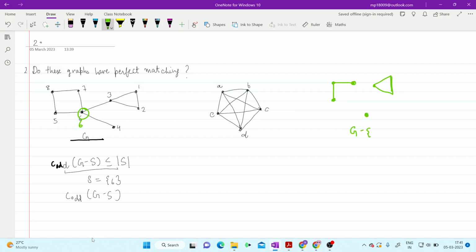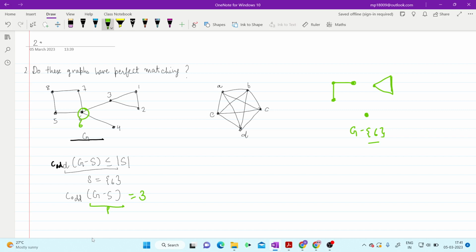So G minus 6 is this. This is coming out to be 3, so this condition is not satisfied. So from Tutte's criteria, we can say that this graph cannot have a perfect matching. What you were saying is also correct, that if you include any edge at 6, this is happening because of this condition which is failing.